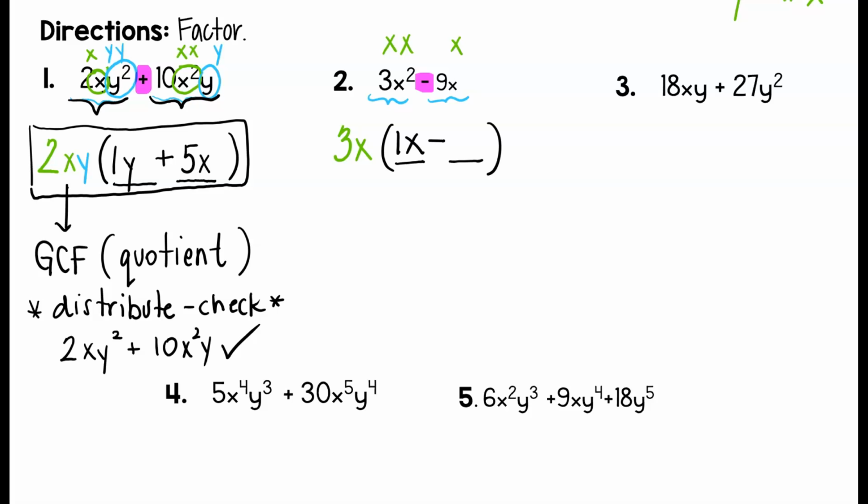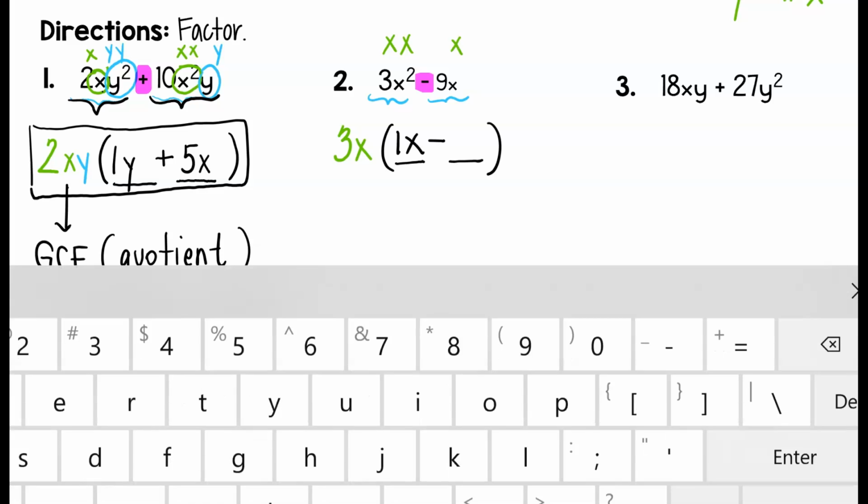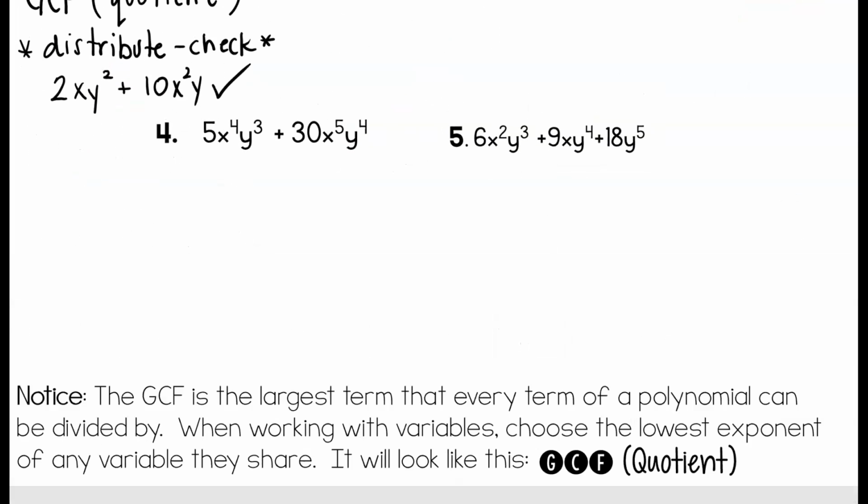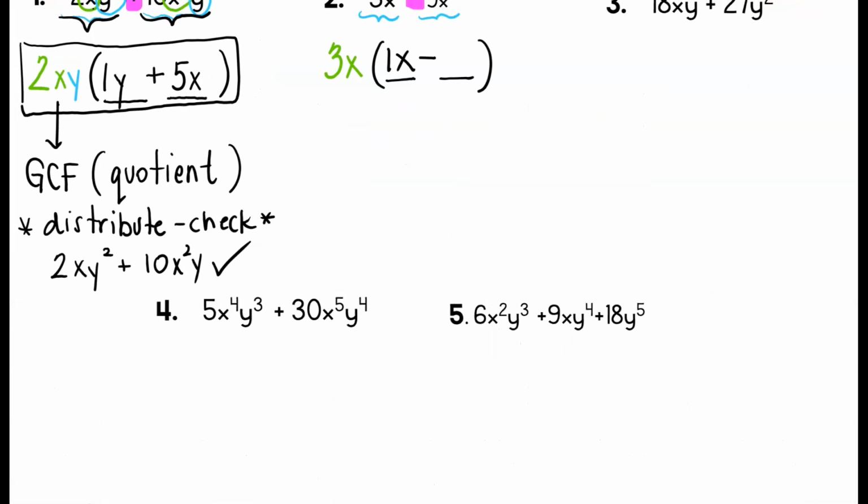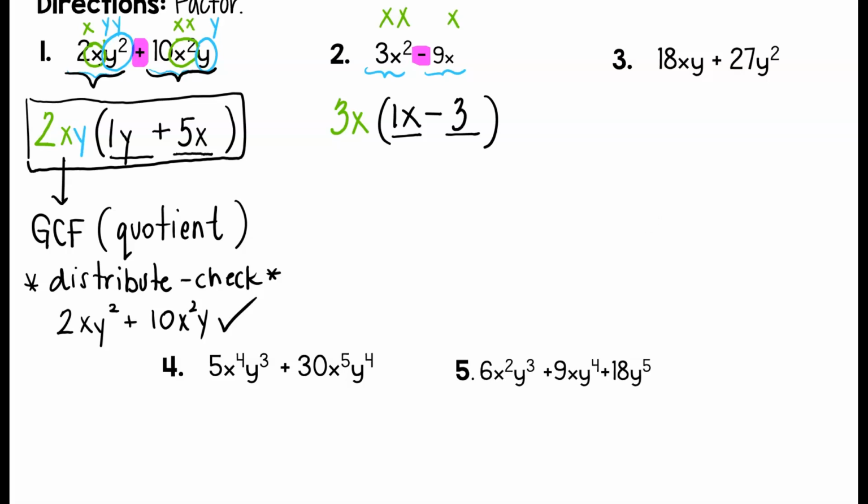That's because we're taking a negative number divided by a positive number, which results in a negative answer. 9 divided by 3 gives us 3, and the x's end up canceling out because an x divided by an x gives us a 1. So again, this is your factored form of the original polynomial. 3x is your GCF, and x minus 3 is your quotient.